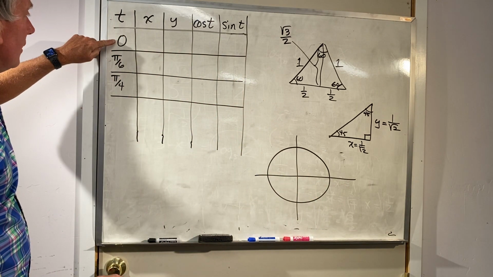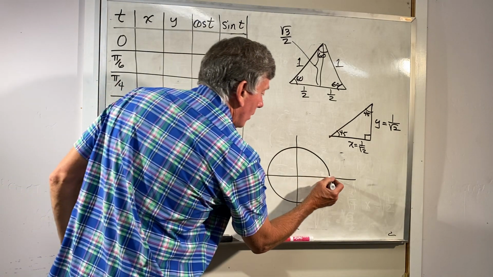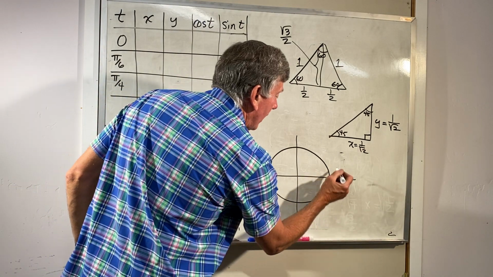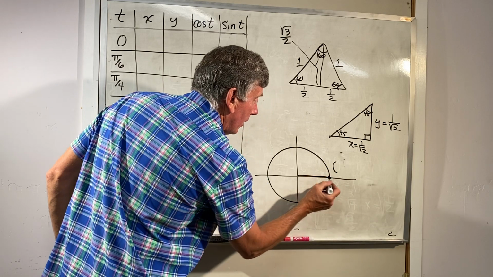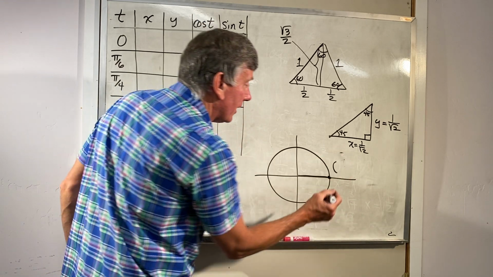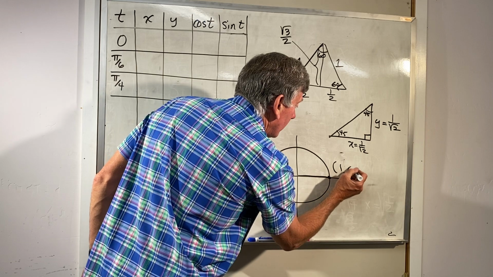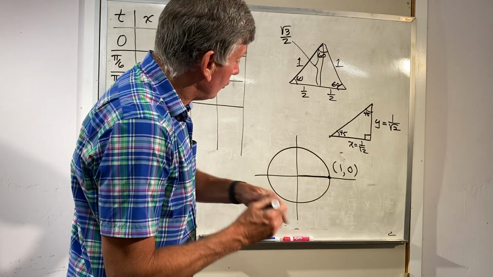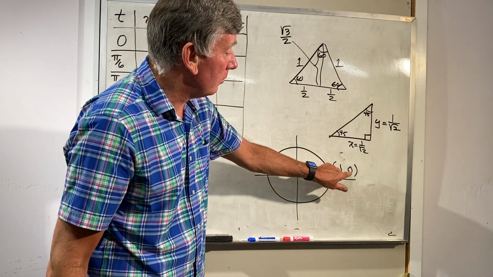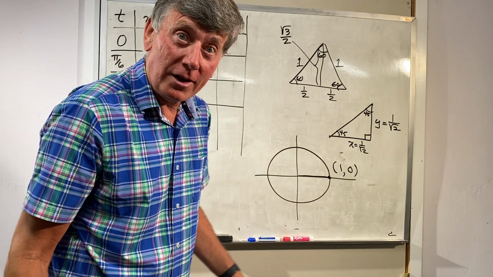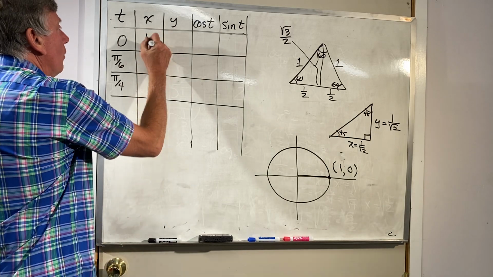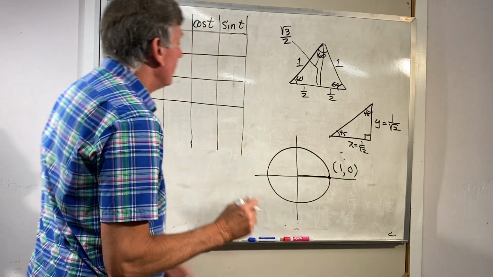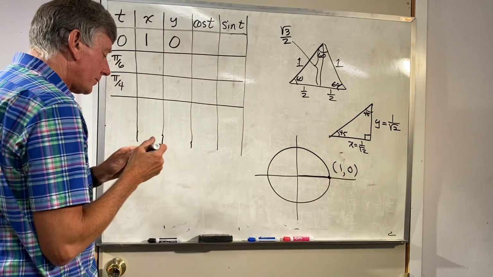My first point, t is equal to 0. I put that there. And I know that my coordinate pair there is x is 1, and y doesn't go anywhere up or down, so my coordinate pair is 1, 0. And it's true, it satisfies. 1 squared plus 0 squared is equal to 1. So it works. My x coordinate is 1. My y coordinate is 0.